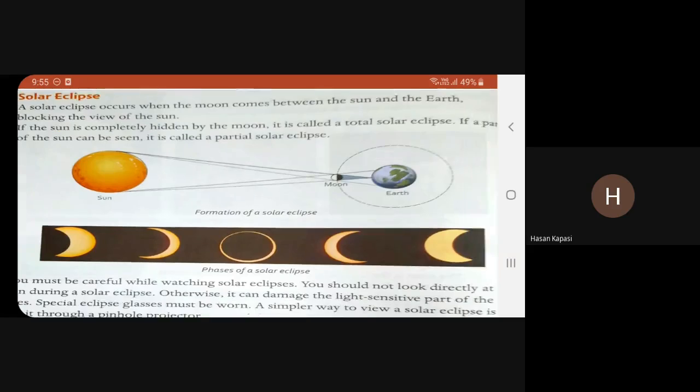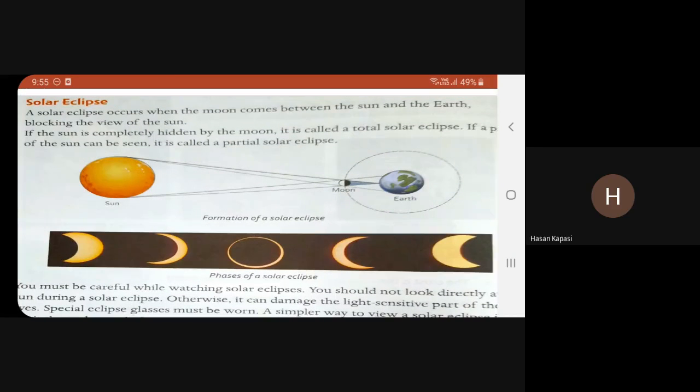In partial solar eclipse, we can see some of the part of the sun, and in the total solar eclipse, we are not at all able to see the sun. Got it, beta?